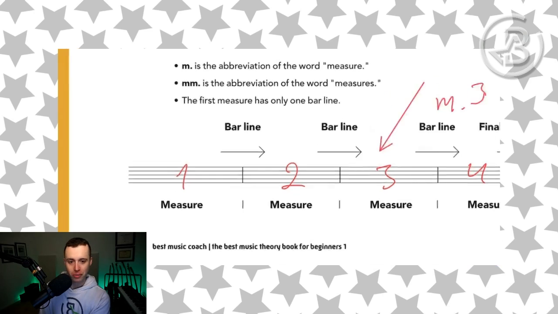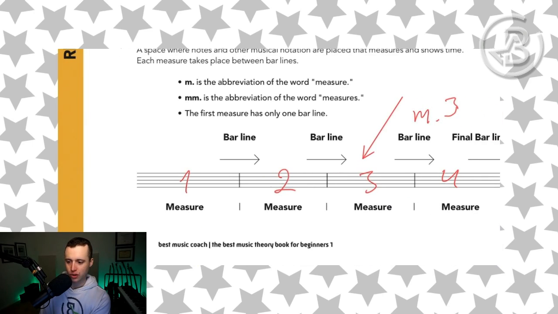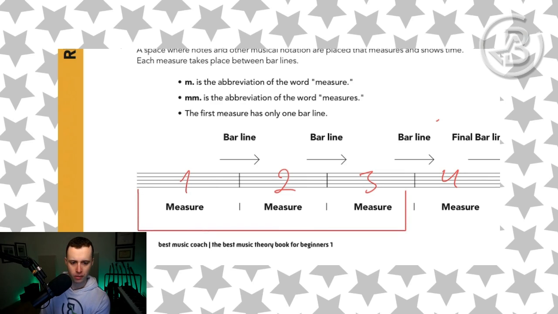The abbreviation for measures is MM dot. So if we're talking about more than one measure, we're going to have measures. So let's say, for example, I wanted to talk about measures 1 through 3. I want to talk about all 3 of these. I would put MM dot 1 through 3. That's measures 1 through 3.